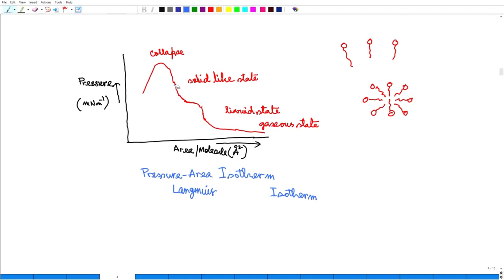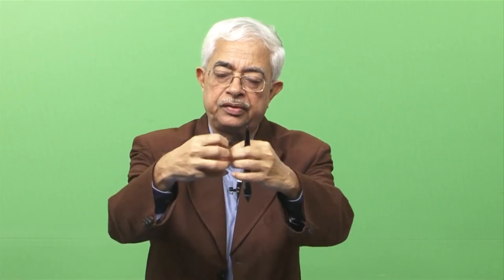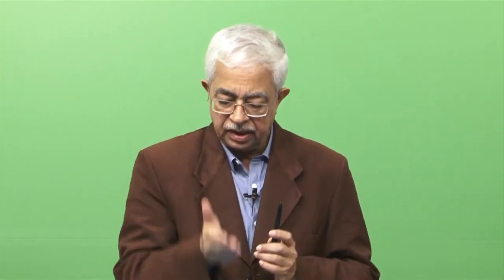And what happens at this point, this is the area per molecule, this middle part inflection point, that means here the molecules are touching each other. They have nowhere to go, but they are touching each other. Spheres, balls. See, balls are touching, and what is happening to the tails? Tails are in the air. They are in space. So at this point, what can I do? I can get the monolayer out.